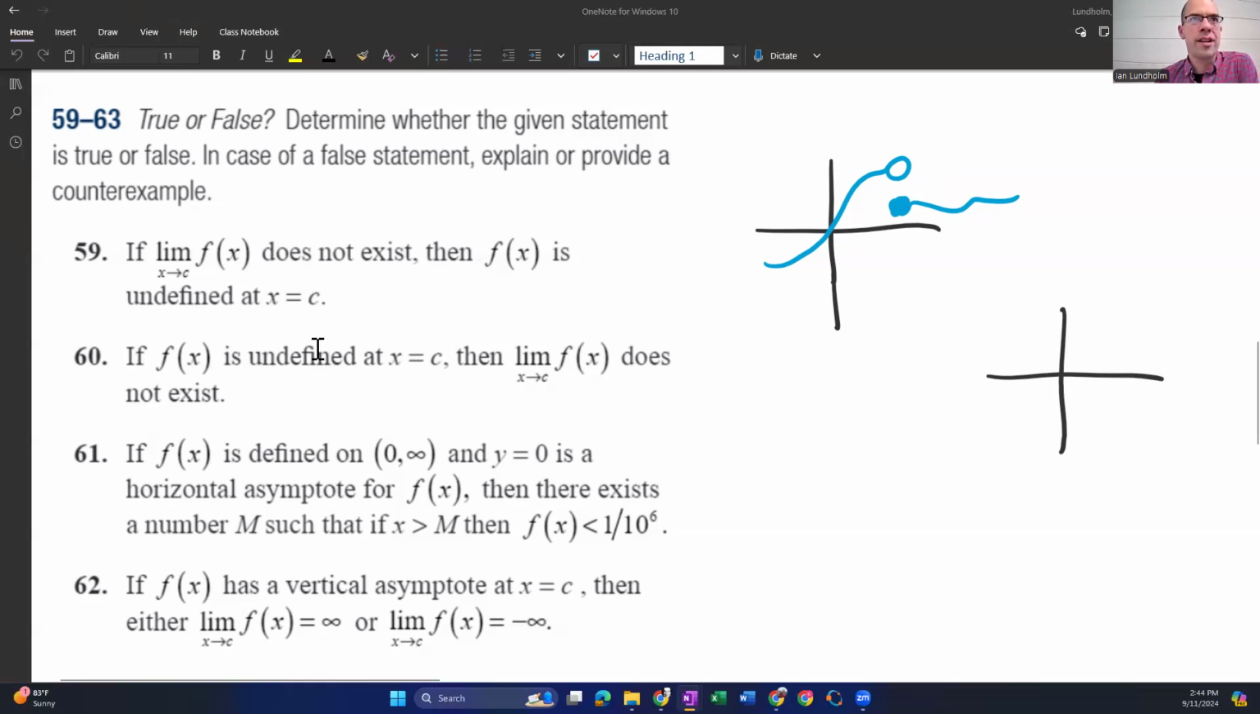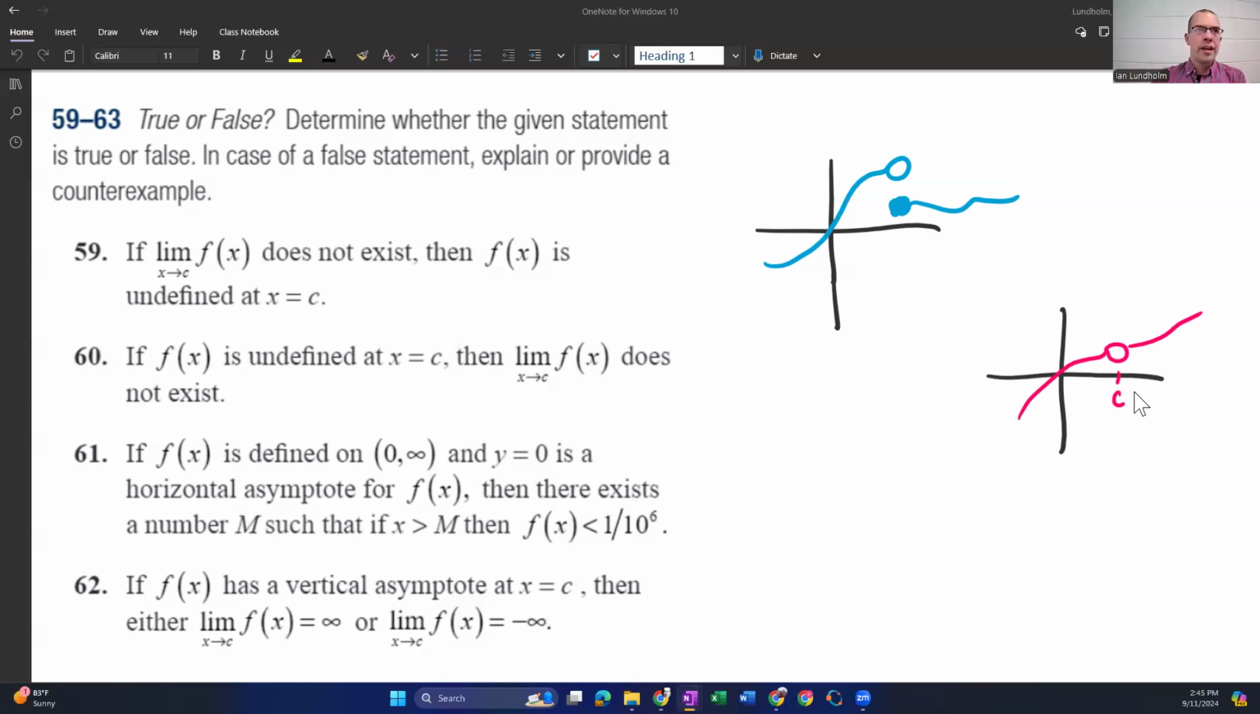If the function's undefined, then the limit doesn't exist. A good example here would be a function that has a hole in it. As long as it continues nicely, the left-hand limit can equal the right-hand limit. We would not be defined at x equals c, but the limit would exist. The left would match the right. Okay, so that's 59 and 60.